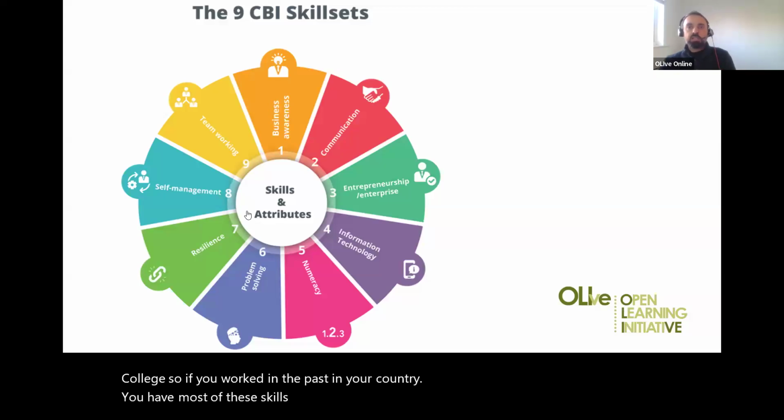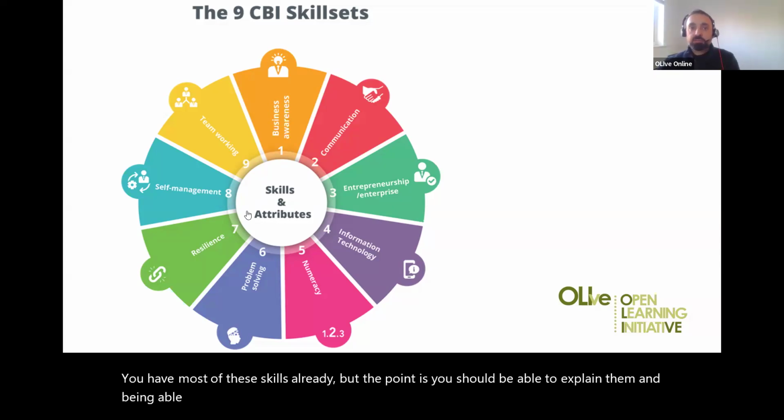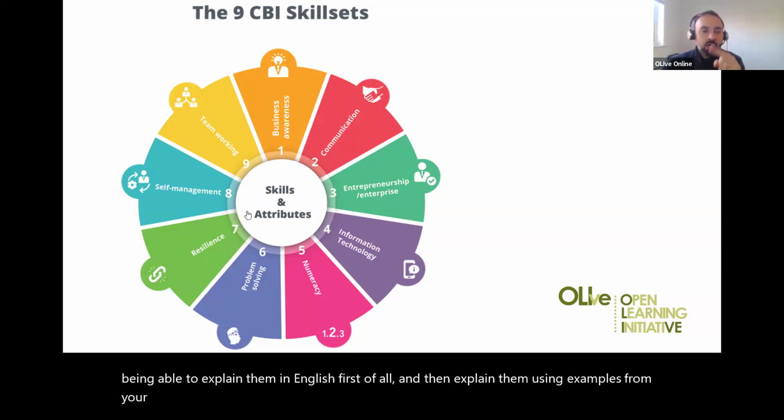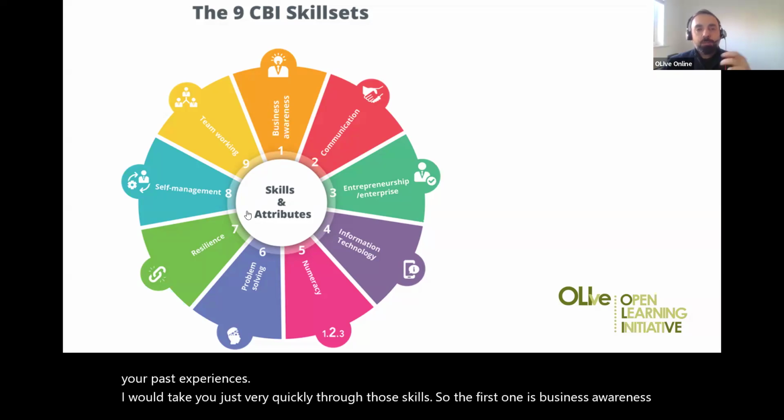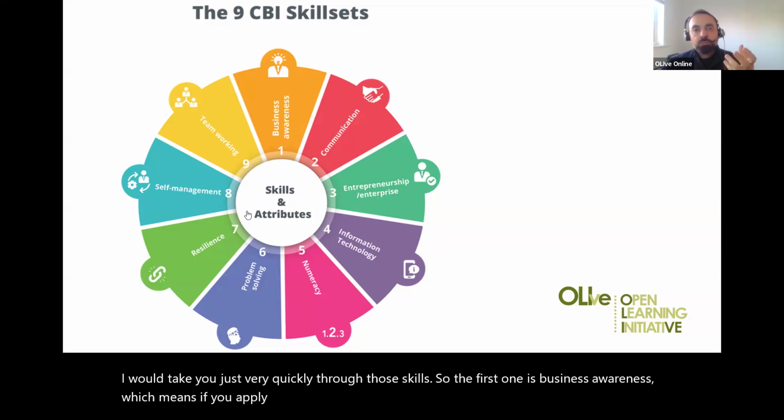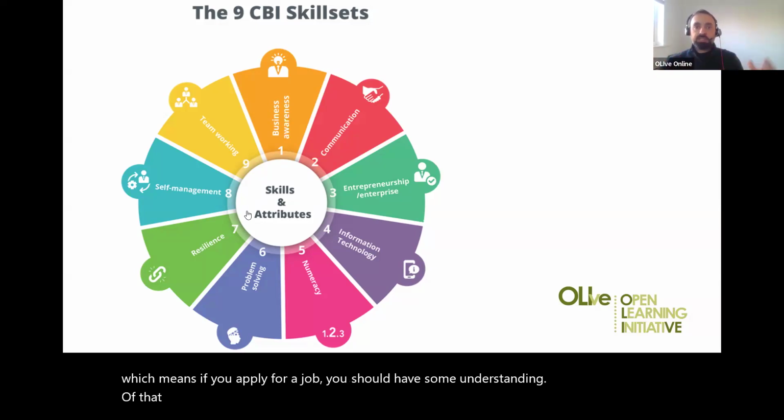But the point is, you should be able to explain them, first of all in English, and then explain them using examples from your past experiences. I will take you just very quickly through those skills. So the first one is business awareness, which means if you apply for a job, you should have some understanding of that job and that sector and that business.